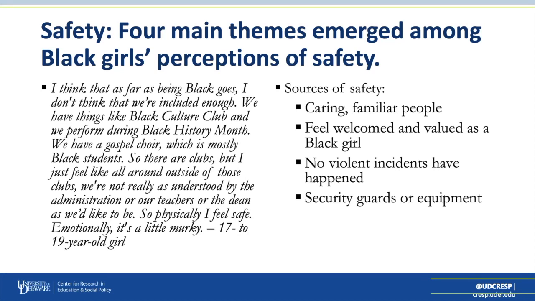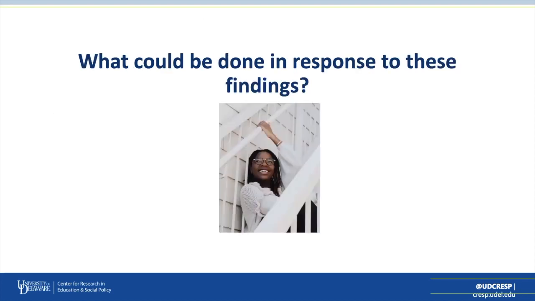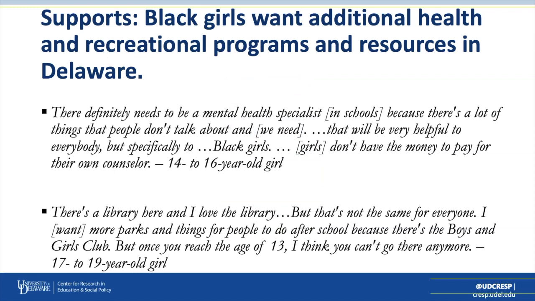The quotation to the left there speaks to the complicated nature of safety, where someone can feel physically safe, but not necessarily emotionally safe. Next slide, please. So what can be done in response to these findings? How can this translate to some action? Next slide, please. So I start with two quotations from the girls themselves.